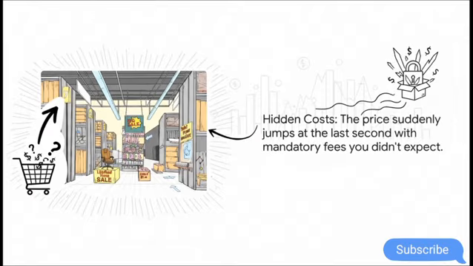Okay, you've been there. You find a great deal, you add it to your cart, you get to the final checkout page, and bam, the price just jumped. Why? Because of some mandatory service fee or processing charge that magically appeared at the last second. That's a classic trap called hidden costs. It's designed to get a few extra bucks out of you once you're already hooked.